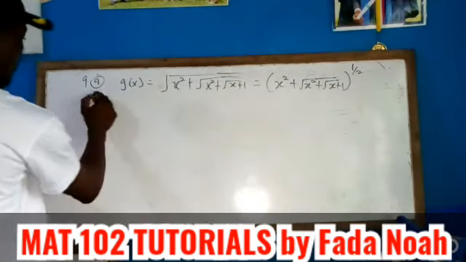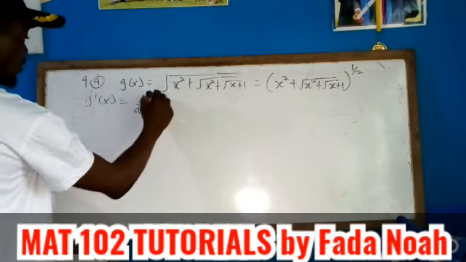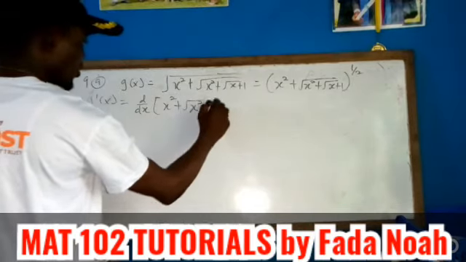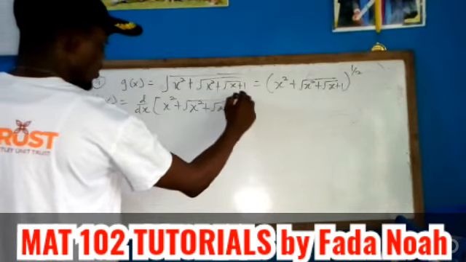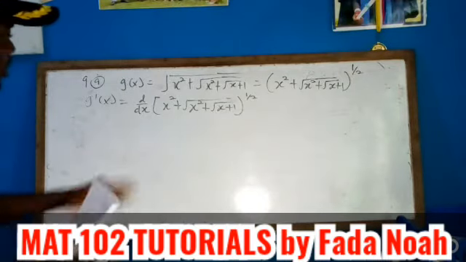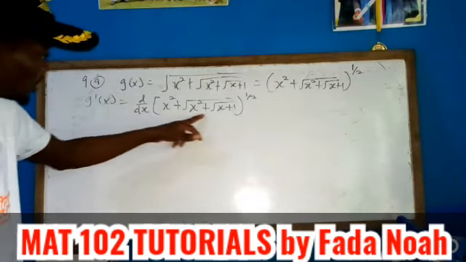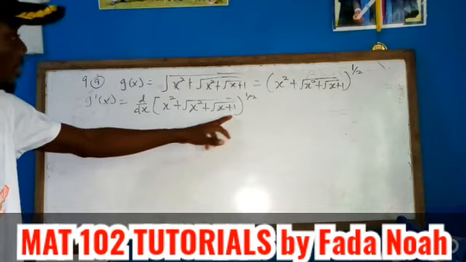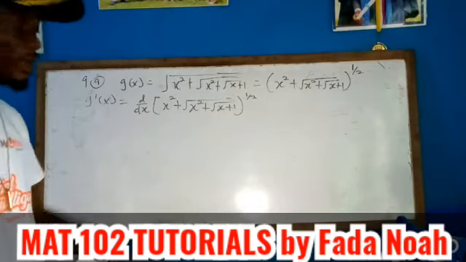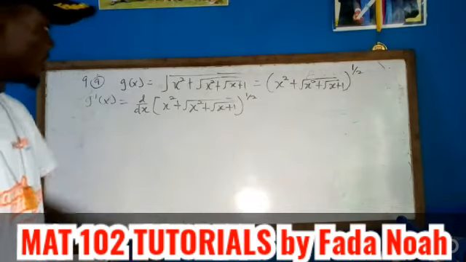Okay, so our g prime of x is equal to d dx of x squared plus the square root of x squared plus the square root of x plus 1, all power 1 over 2. Looking at the nature of this expression, it looks like f of x exponent n. So let everything here be equal to f of x, and our n here is 1 over 2. So we are going to use the general power rule to solve this question.